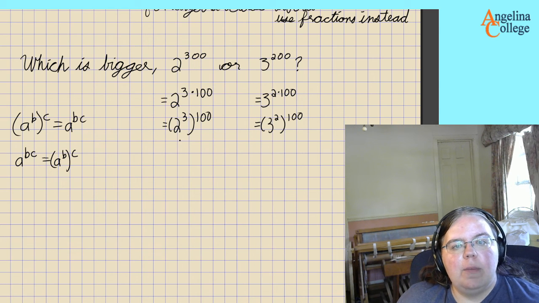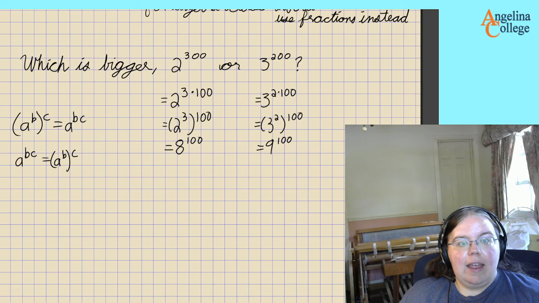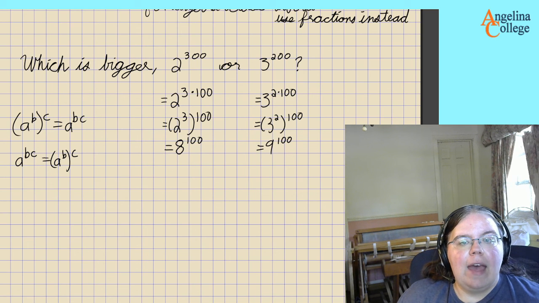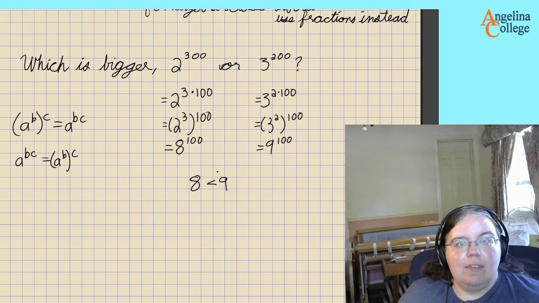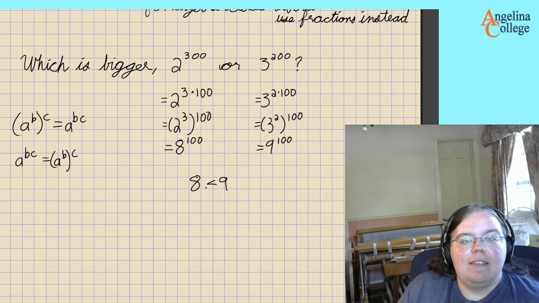Well, I know 2 to the power 3, that's 8. So what I have here is 8 to the power 100. Well, 3 to the power 2 is 9, 3 times 3. So what I have here is 9 to the power 100. Okay, so I know that 8 is less than 9 simply by counting. And I expect that if I multiply 8 by itself several times, that will still be less than multiplying 9 by itself the same amount of times.